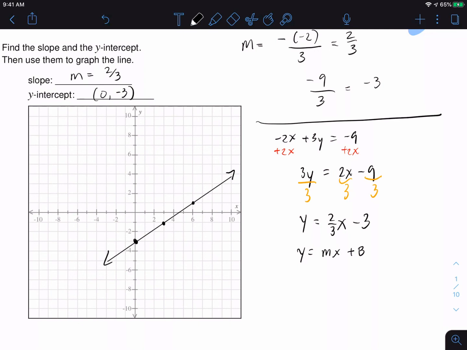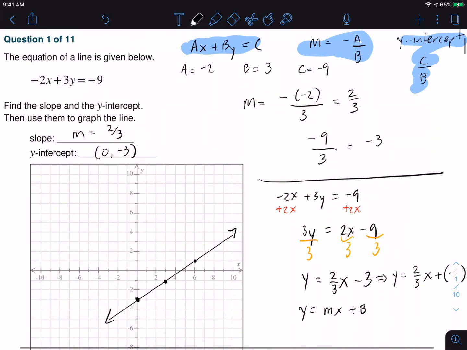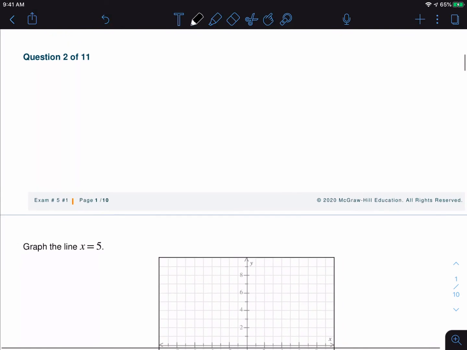Because if I were to rewrite this with a plus, I'd get y is equal to 2/3 x plus a negative 3. Make sense? Okay. So either one of those, whichever one you prefer, is fine with me. It's ultimately getting to the right answer, right? Okay. So let's go on to number 2.